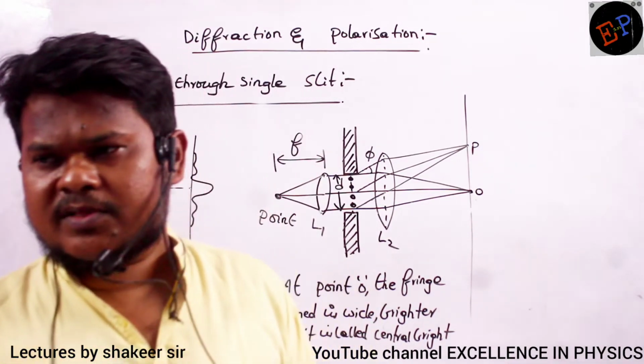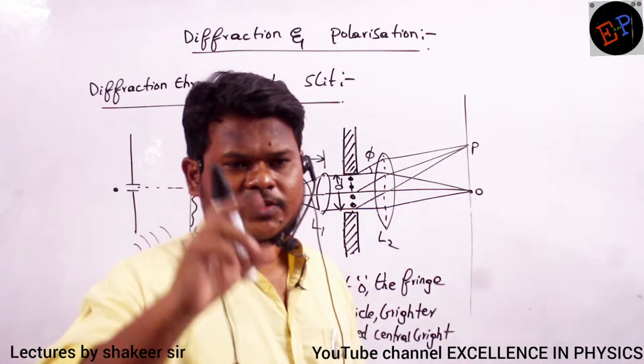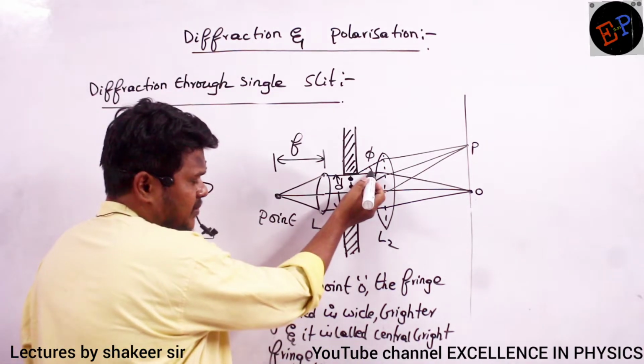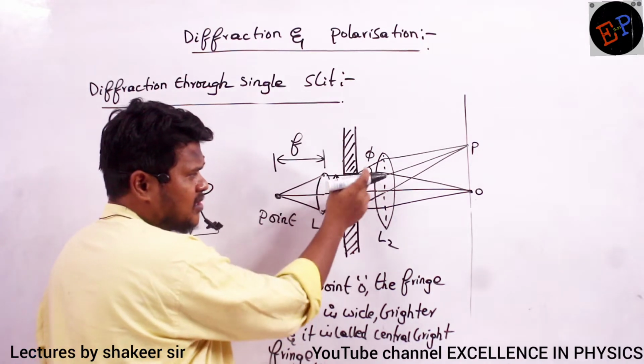In YDSC what was called D? Distance between two slits. But here D is called the width of the slit. Are you able to understand? Now if this is phi, these second light rays are making an angle of phi with respect to the horizontal, no?